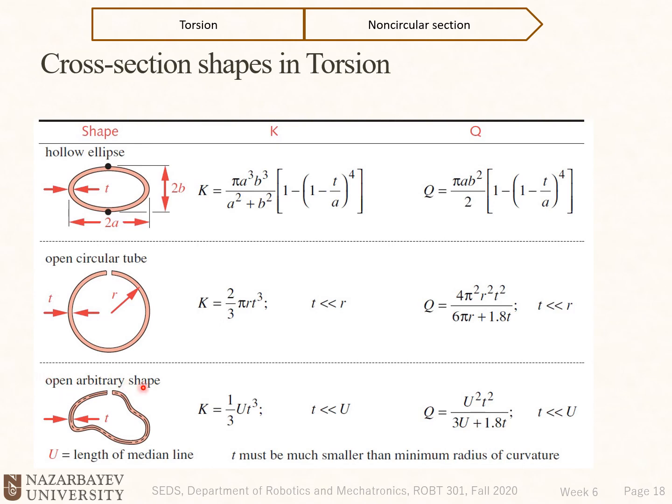For open arbitrary lengths, it's based on u and t. So t is thickness, and u is the length of the median line.